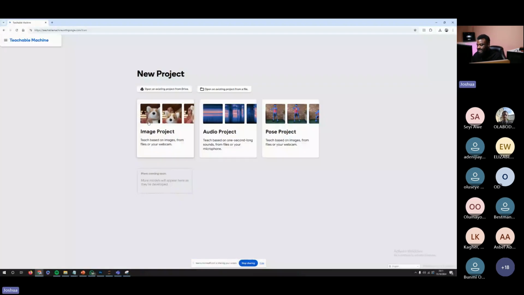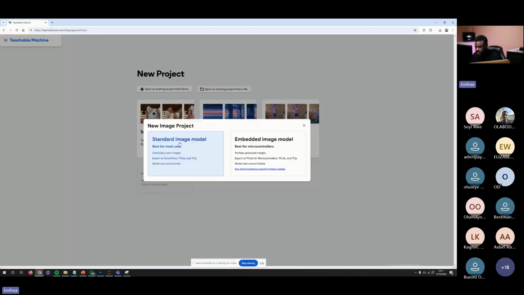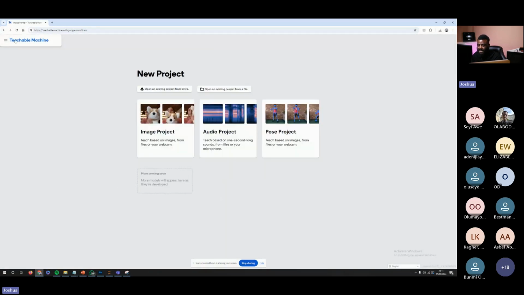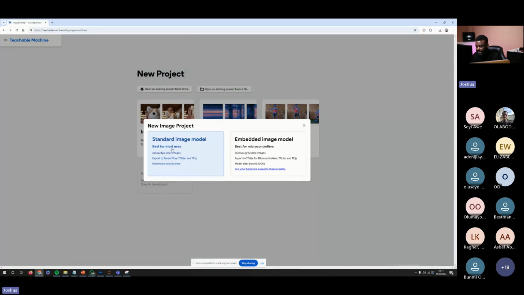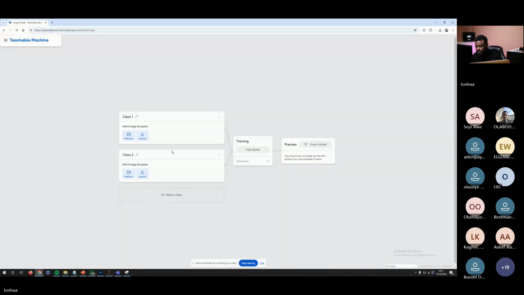So we now have, like I said, the three different ones it does. You can do image projects, what we're going to do. You can also do audio projects to help it to train an audio AI model, and also one that learns poses. But we're going to do one that learns how to decide what an image is. So I'll open this one. I'll go with the standard version because that's the one we want to use. Actually, let me just go again because I think I did that a bit fast. So I'll click on image project and I'll pick the standard one. That's the one we want to use for this.